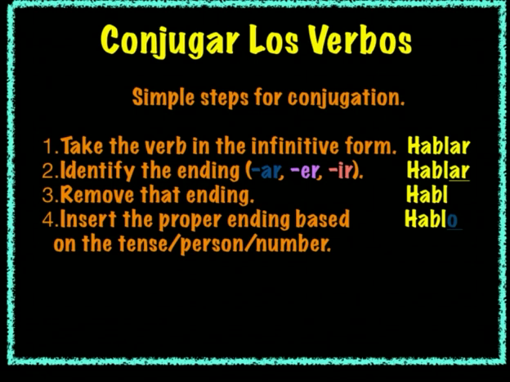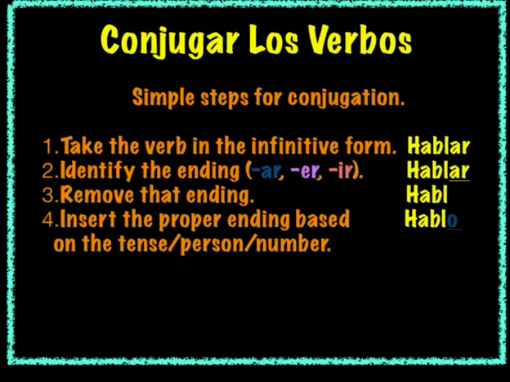Now, conjugar los verbos. Conjugating the verbs. Here are some simple steps for conjugation. Step 1. Take the verb in the infinitive form. For this example, I will use hablar. Step 2. Identify the ending, AR, ER, or IR. So on hablar, I've underlined AR. Number 3, remove that ending. So in the example, I have removed AR from hablar and I'm left with the stem, HABL.